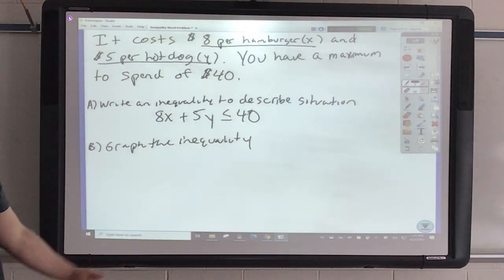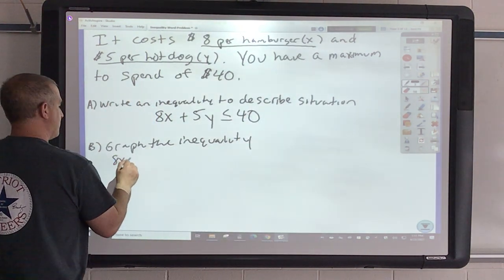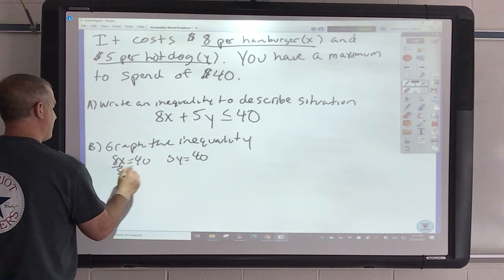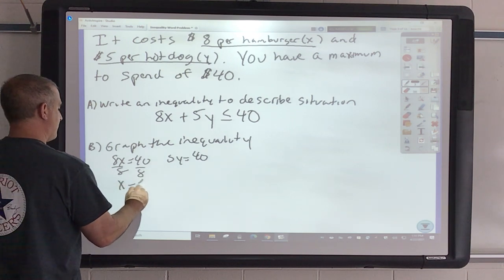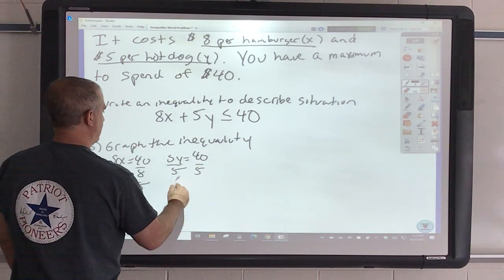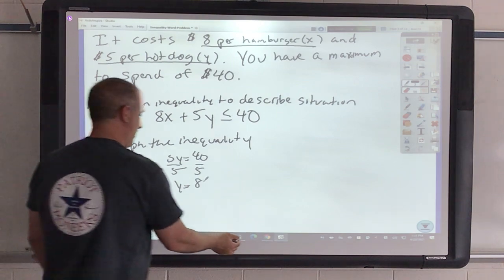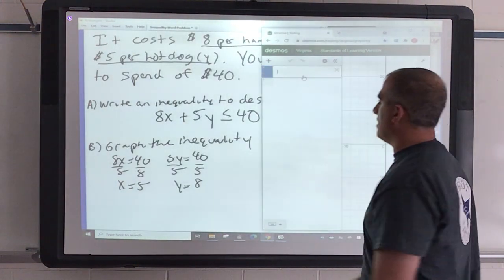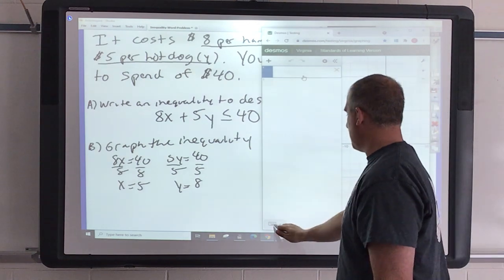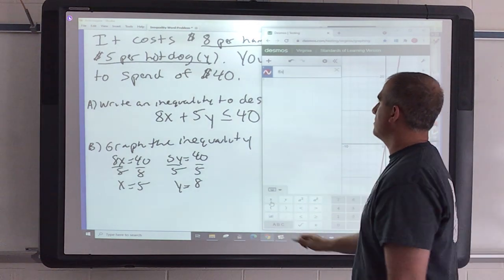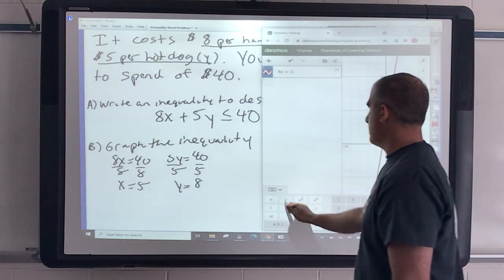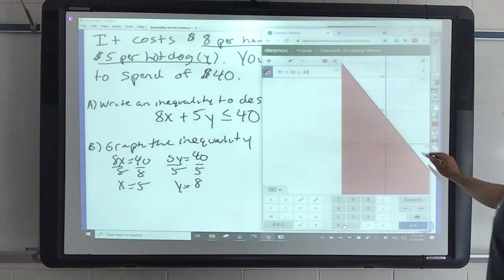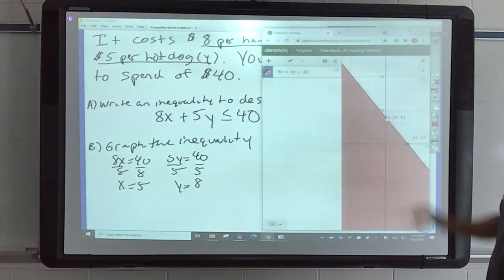So we solved these before, where we talked about how you can set both of them equal to 40. Divide by 8, that's X equals 5. Divide by 5, I got Y equals 8. Now what you're going to do is go to Desmos, and I'm going to type in 8X plus 5Y less than or equal to 40. And you'll see I got this going on.